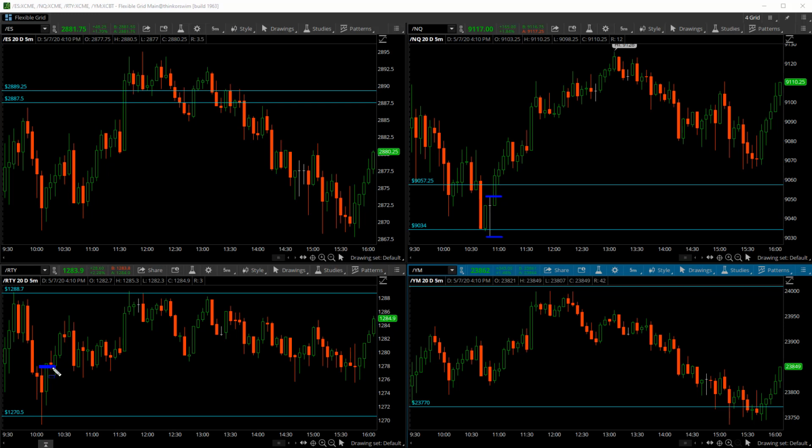Same thing here in the Russell. We would wait for the bar to close. We would get long on a break above the high of the low bar and put our stops down below. Now, again, there are some more kind of ninja entries, if you will, when you're coming into levels and you're getting actual signals on this.